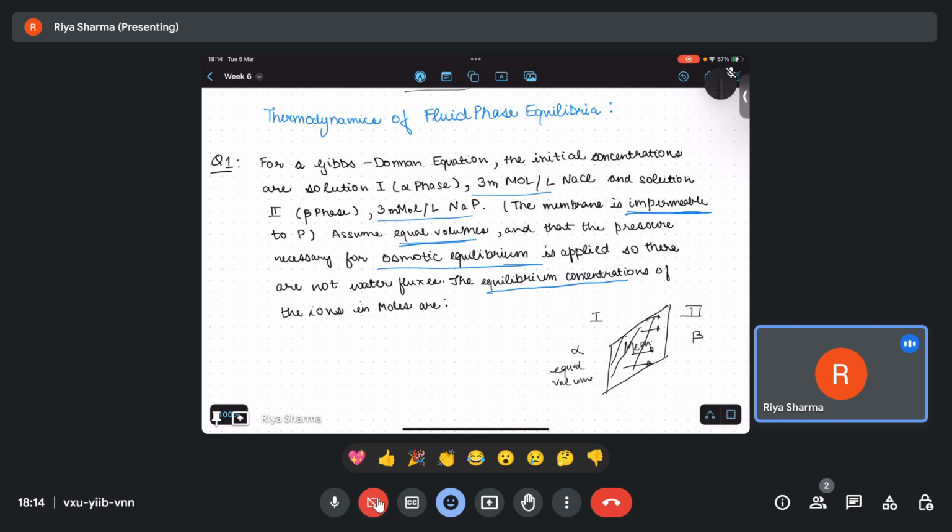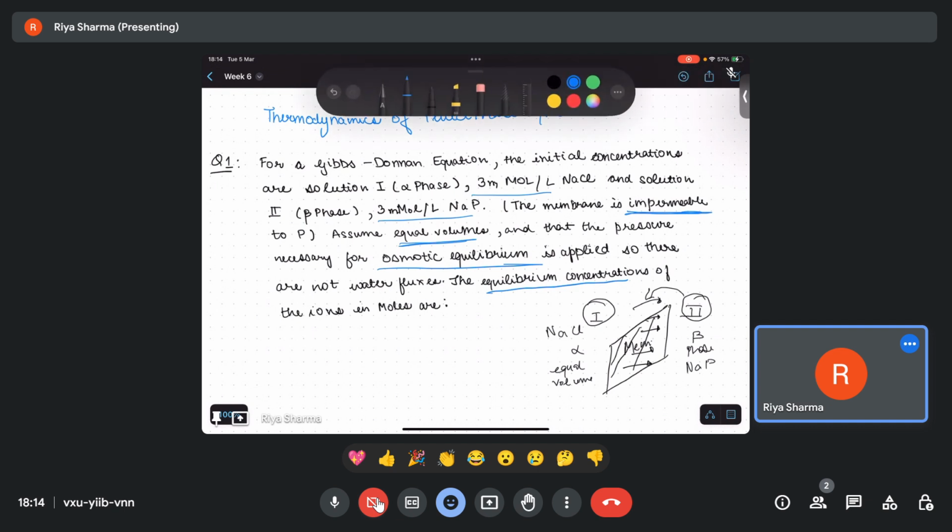You can understand that there is a membrane with an alpha phase and a beta phase, which I have named 1 and 2. Since there are ions, one NaCl and the other NaP, some ions will move from 1 to 2 and some will move to 1, from more concentration to less concentration. And they have already told us one assumption.